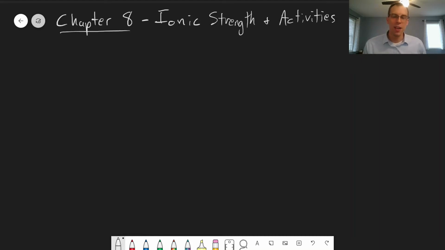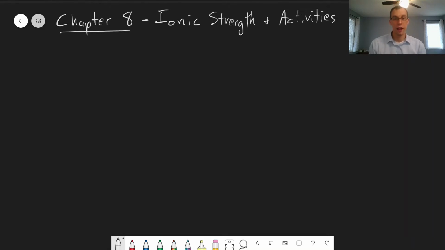Welcome to Chapter 8, where we're going to discuss ionic strength and activities. So this chapter is just expanding a little bit more about equilibrium to some non-ideal cases. We're not going to go into a great deal of depth into this, but I do want to introduce this idea of ionic strength and activities because it is critical to how some analytical techniques work.